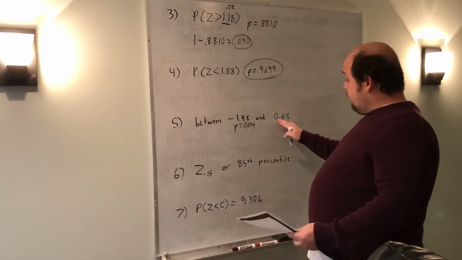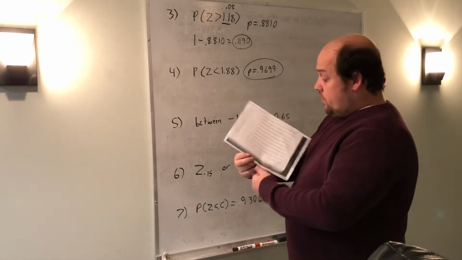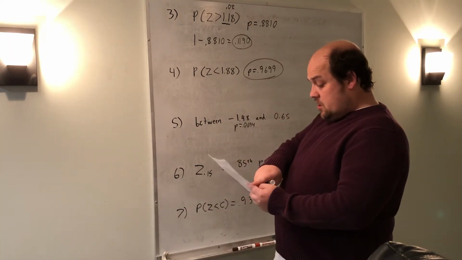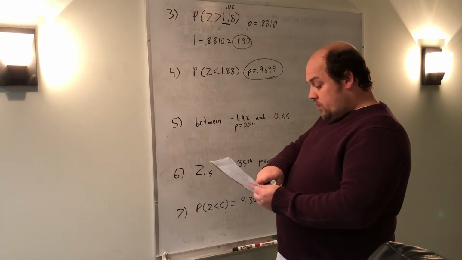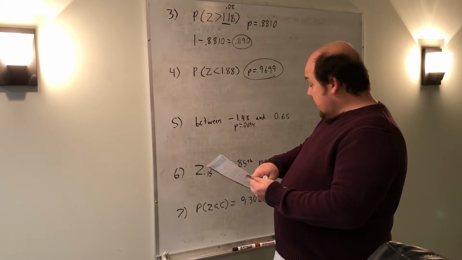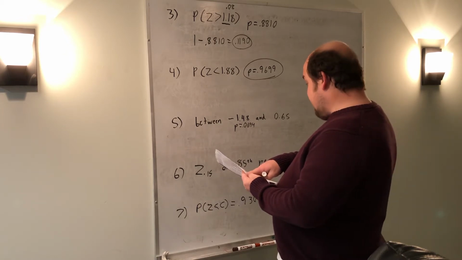For 0.65, I'm going to need to be over on the positive side. I'm going to start with the first two digits, 0.6. Once I found that row, I'm going to move over to the third digit, 0.05. When I line up 0.65, I get a p-value of 0.7422.